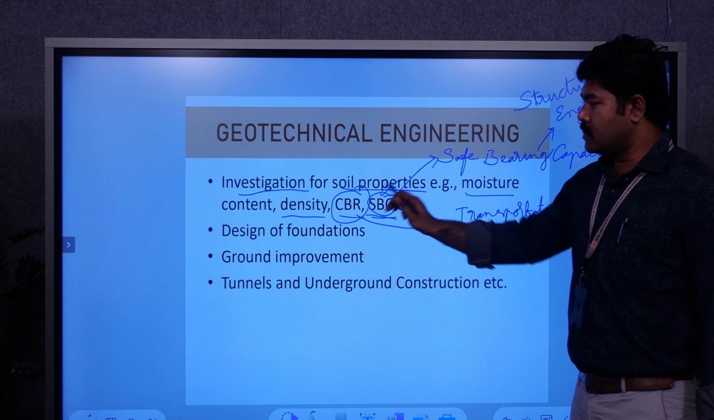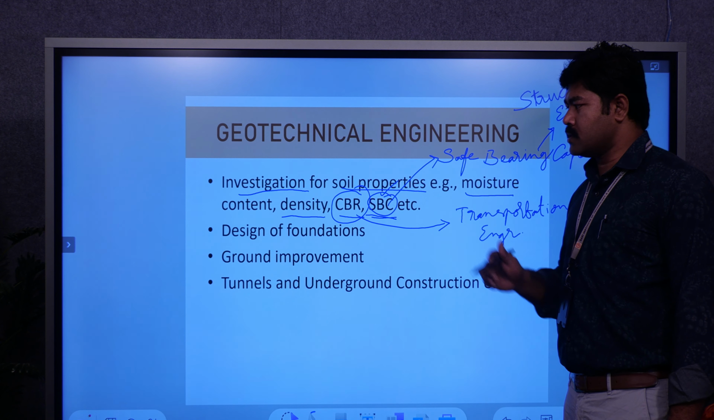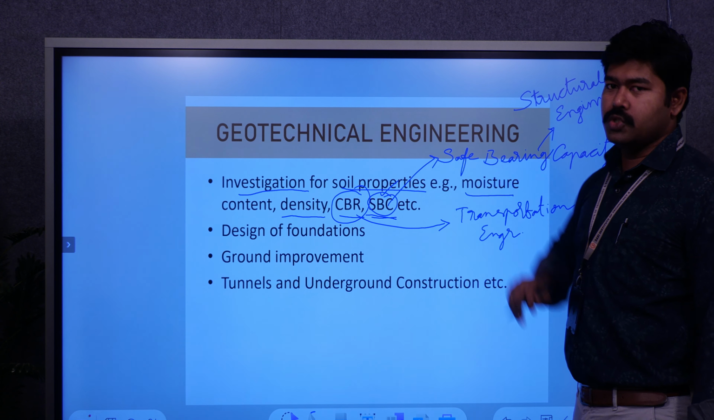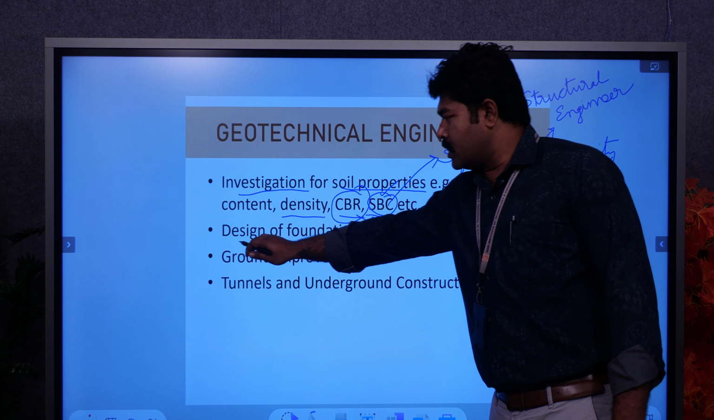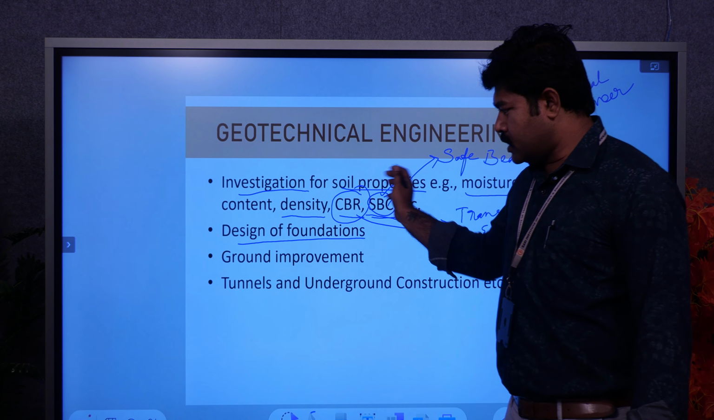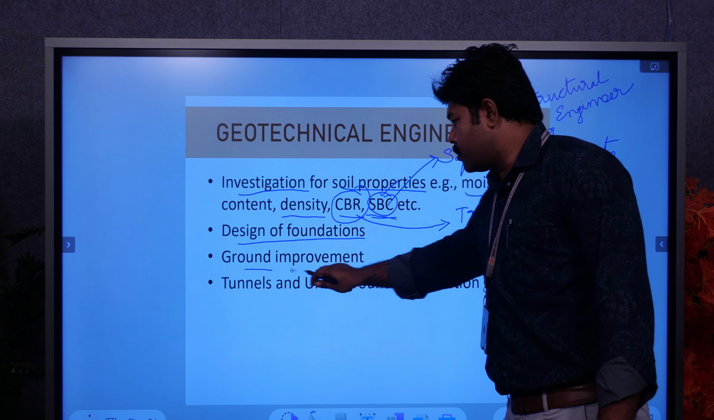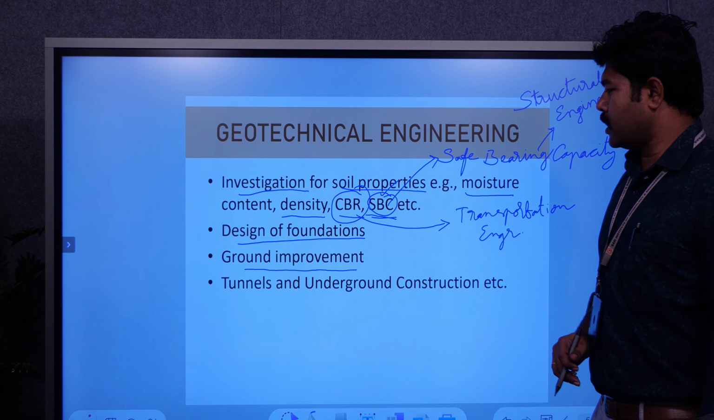So these two values are important for roads and structures. These important values will be provided by the geotechnical engineer, and he will also design the foundations with these values. Now, this is the ground improvement technique, another scope of the geotechnical engineer.